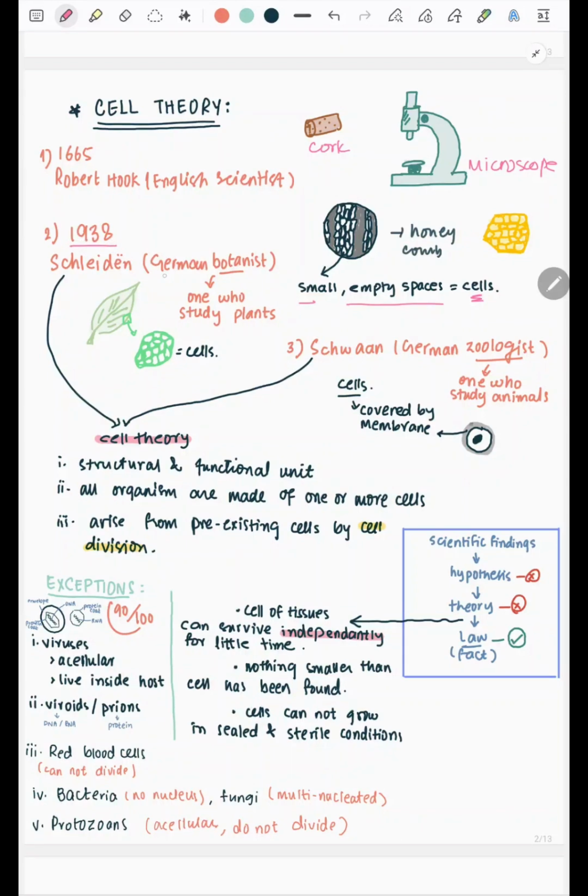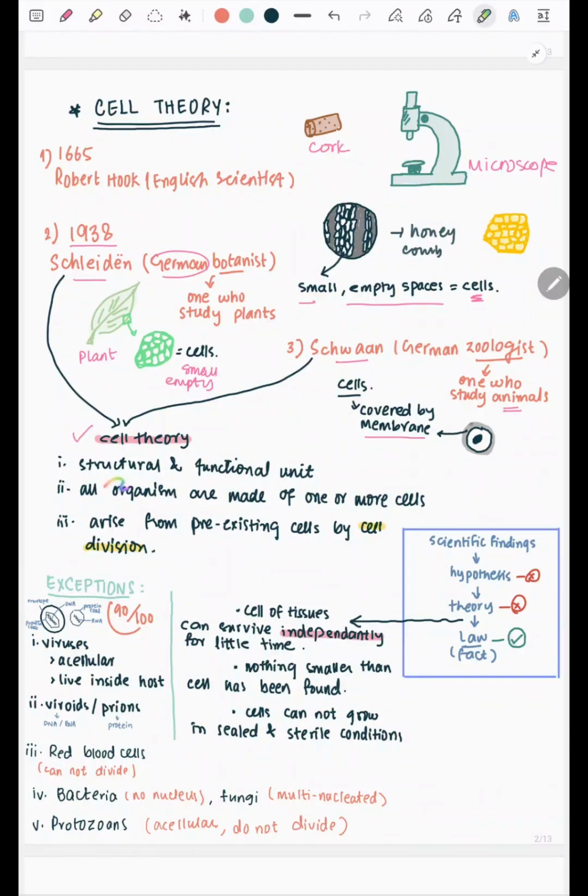In 1838, a German botanist, Schleiden, observed a plant. He observed the same small empty spaces and he also called them cells. A German zoologist, Schwann, also observed cells, but he studied them in animals and he also observed that these cells were covered by an external membrane. All these findings were combined to form the cell theory.